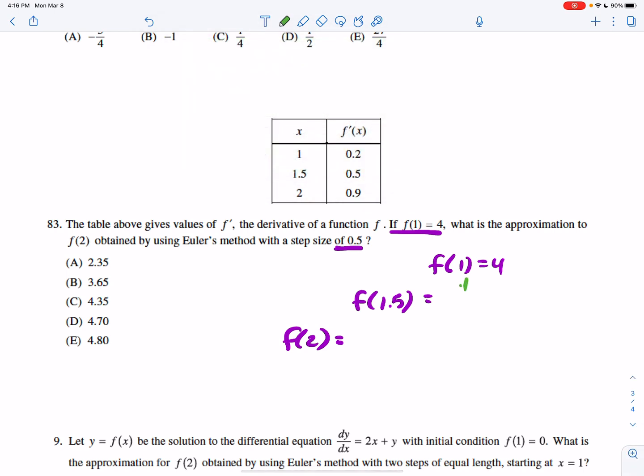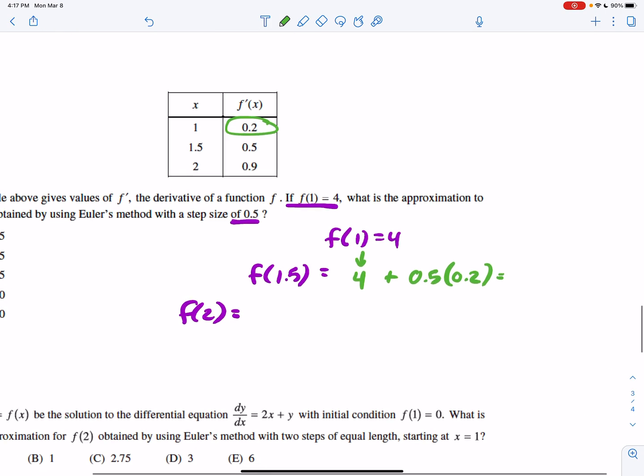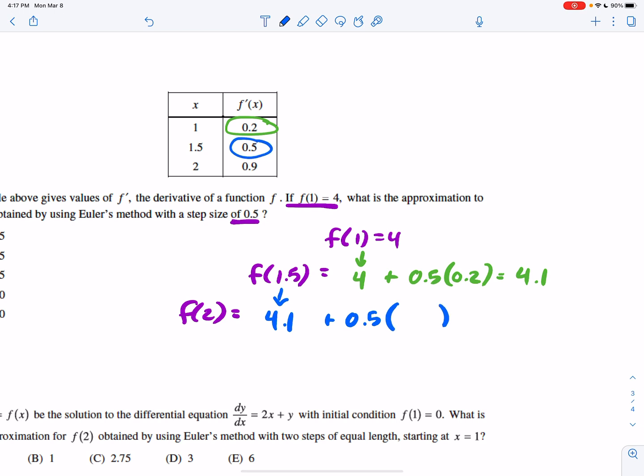f of 1.5 will be the previous y value plus the step size times the derivative of the previous coordinate, which is 0.2. Okay, so if you multiply that out, add the 4, you should get 4.1. Okay. And to get the last one, f of 2, it's the previous value, which is 4.1, plus the same step size times the derivative of the previous coordinate. So add 1.5, it's 0.5.